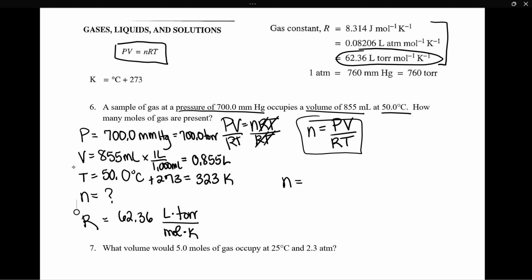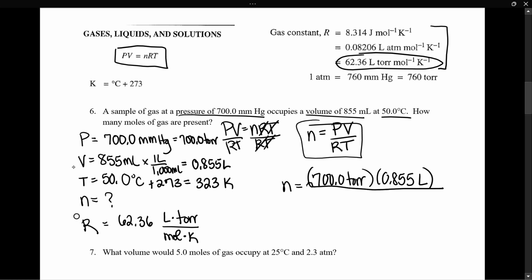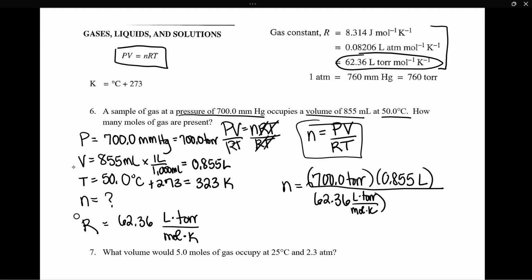So n is equal to pressure, which is 700 torr. My volume is 0.855 liters. Notice how I'm labeling these numbers with units. That's what you always should do. My R is 62.36 liters times torr over moles times Kelvin. And then my temperature is 323 Kelvin.